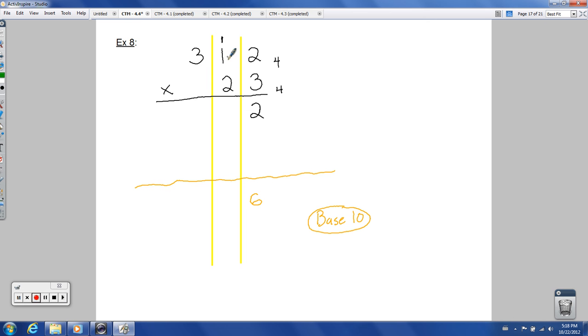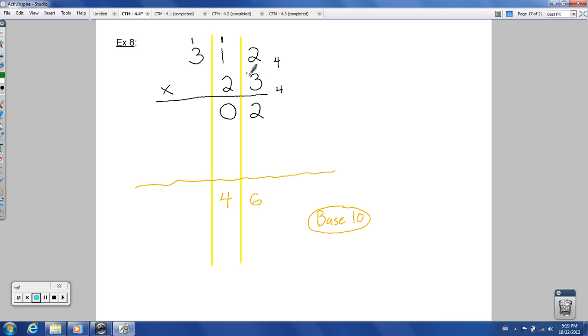What's 1 times 3? That's 3 plus 1 is 4. So in base 10, that's my thought. Is 4 allowed in base 4? Nope, that's too high. So how many whole groups of 4 do I have in base 4? 4 divided by 4 is 1. That goes here with a remainder of 0. So that goes there. Keep that thought process going.